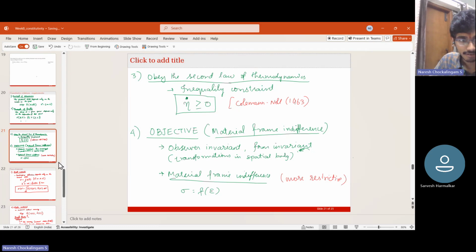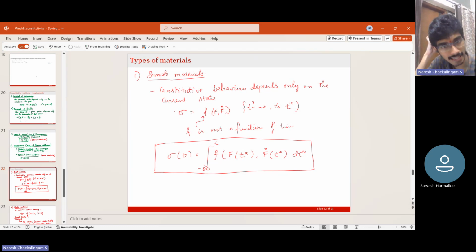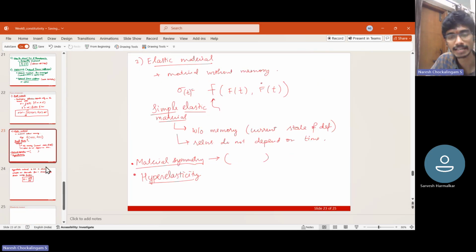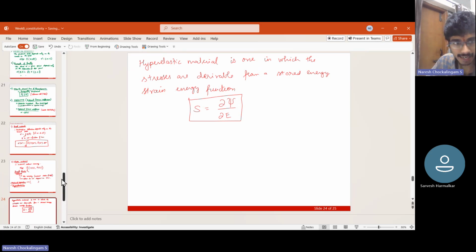These are for any constitutive model, but based on the type of material, we can have simple materials wherein the constitutive relationship depends only on the current state. And we have an elastic material, which is a memoryless material, does not depend on the deformation in the past. So a simple elastic material is one which doesn't have memory, and also the relations do not depend on time. Then we have a hyperelastic material, which is an elastic material in which stresses are derivable from a stored energy function or a strain energy function psi. Okay, so these are some basic ideas.